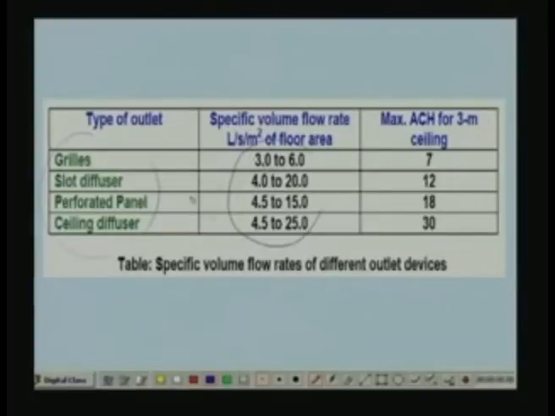So you can see that for grills it is 3 to 6 liter per second per meter square, whereas for slot diffusers it is higher. Perforated panel at 4.5 to 15, and for ceiling diffusers you can see that compared to the other types you can have much higher volumetric flow rates per unit floor area. Okay, again the same thing is given here in terms of maximum air change per hour for a 3 meter high ceiling. Okay, so again you can see that ceiling diffuser can handle large volumetric flow rates.